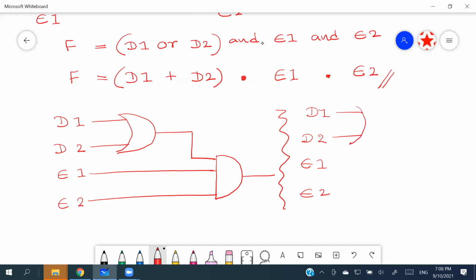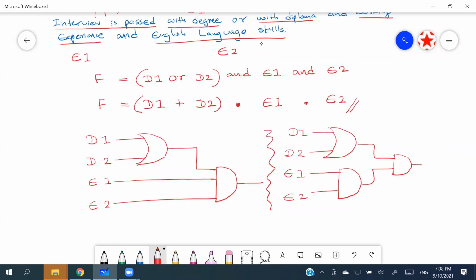D1, D2 is going through an OR gate, and E1, E2 is going through an AND gate. Then later, those outputs are going through an AND gate, right? So that is also a correct one. Okay, is this clear? Do you have any questions regarding this?